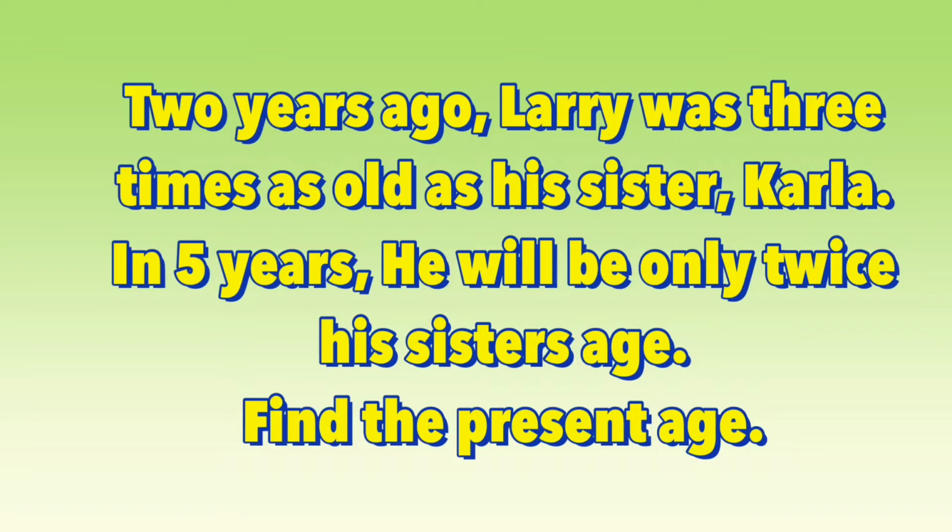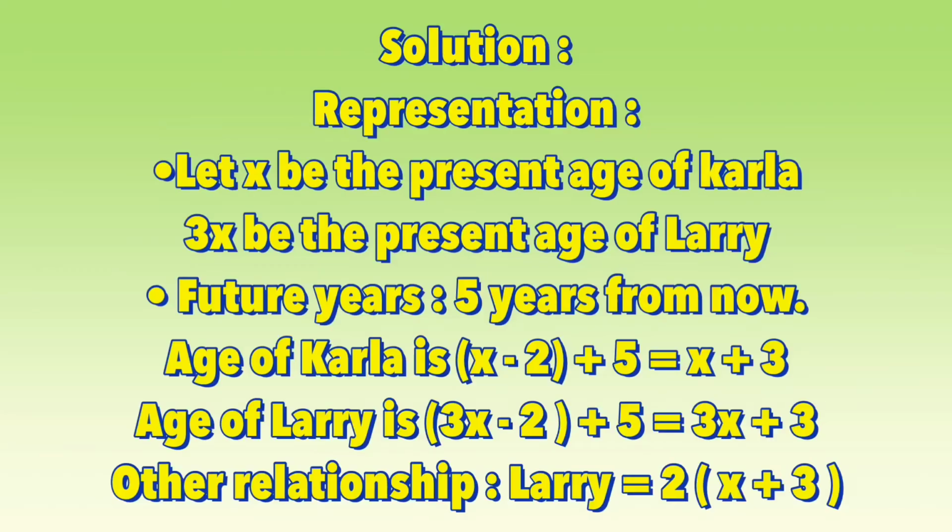We're going to assume that x is the present age of Carla and 3x is the present age of Larry. Okay, and then we have to consider also what is stated in the problem about the past years. The past years stated that 2 years ago. So when we encounter past years, we're going to subtract this from the present age. That's why the age of Carla is x minus 2, and the age of Larry is 3x minus 2.